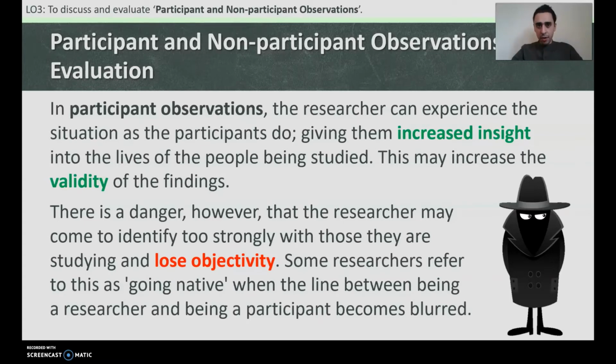There is a danger, however, that the researcher may come to identify too strongly with those they are studying and lose objectivity. They might lose themselves and sort of familiarize themselves with those people. Some researchers refer to this as going native, when the line between being a researcher and being a participant becomes blurred. It's sort of like on those TV shows when an undercover policeman goes and hangs out with a gang, and then the policeman sort of becomes part of the gang as well because he's been with them for so long and starts to familiarize himself with them and starts to be part of them.